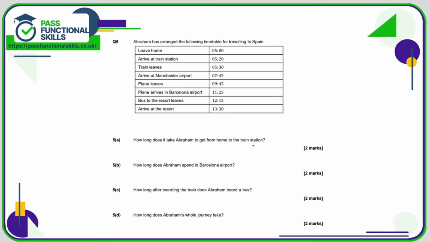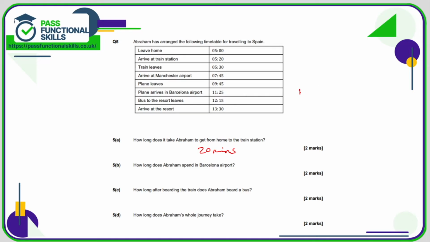Question number 5. How long does it take Abraham to get from home to the train station? Well, he leaves home at 5, gets to the train station at 5:20, so that is simply 20 minutes. How long does Abraham spend in Barcelona airport? Well, he arrives at the airport at 11:25, and the bus to the resort leaves at 12:15.